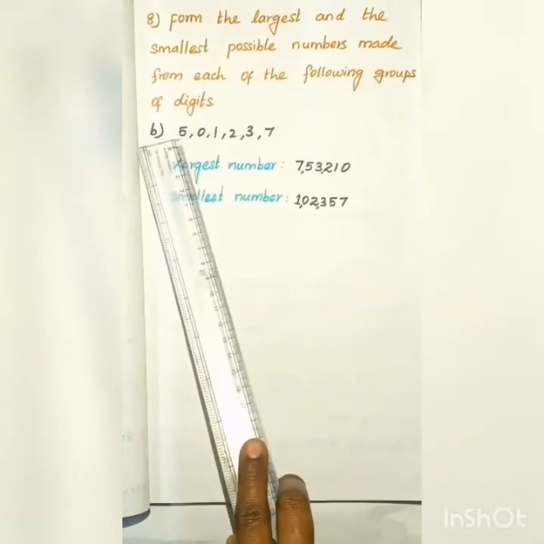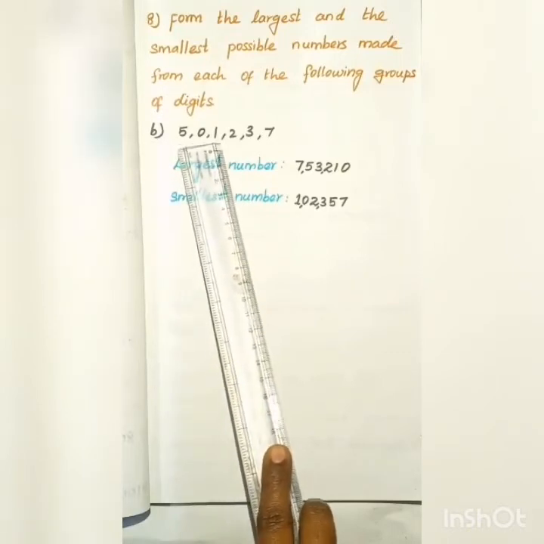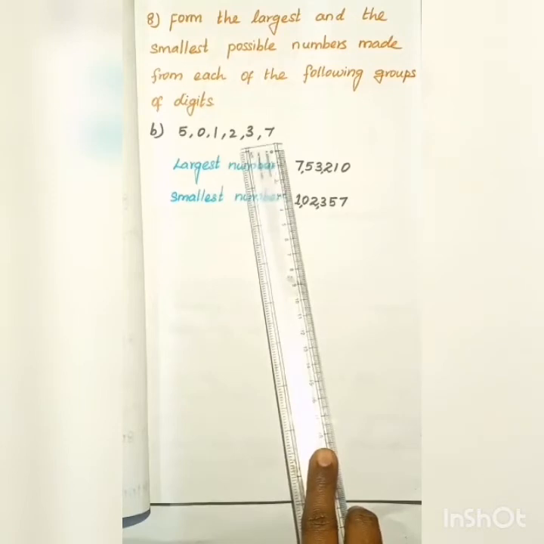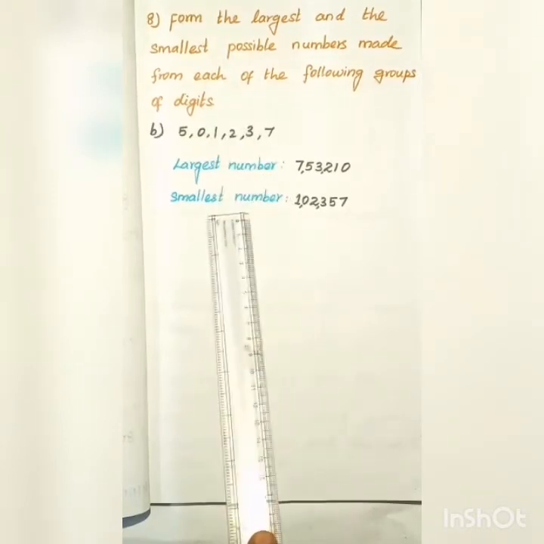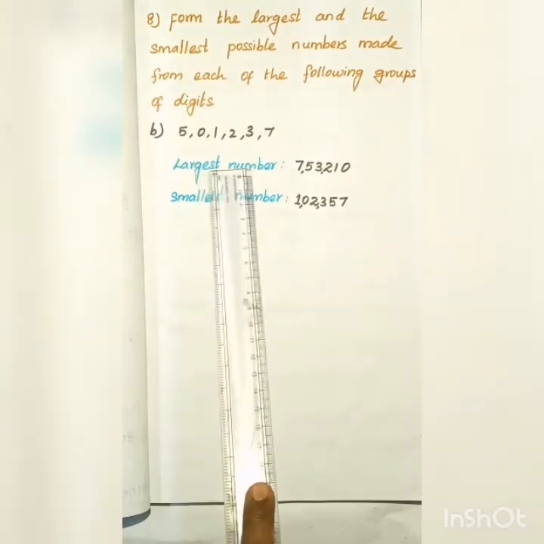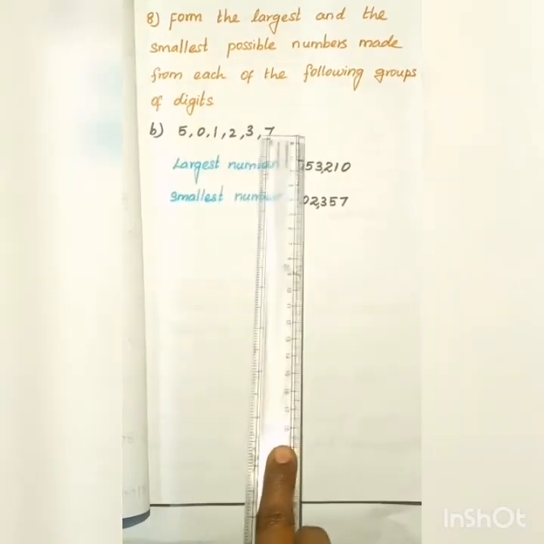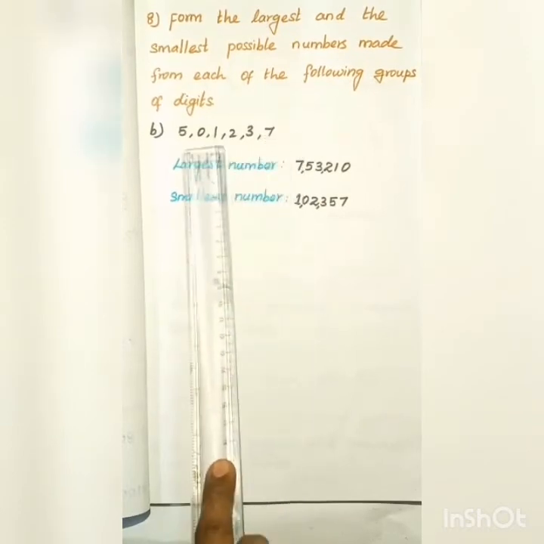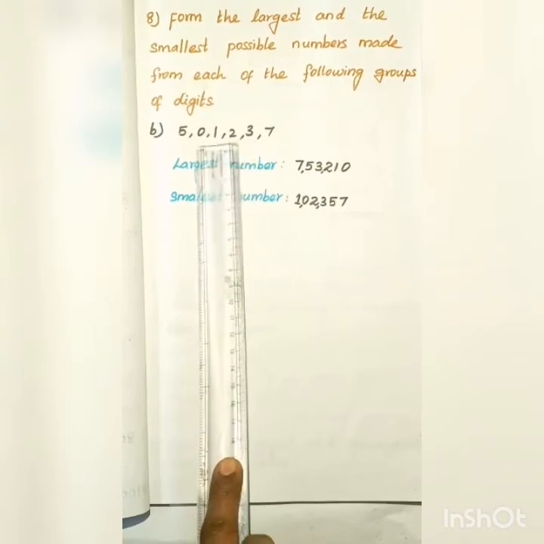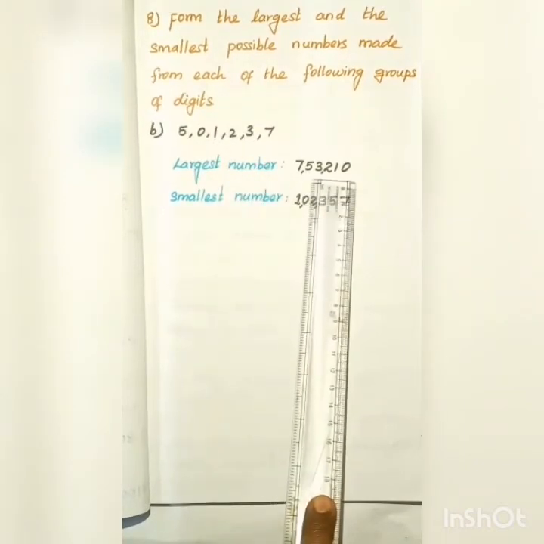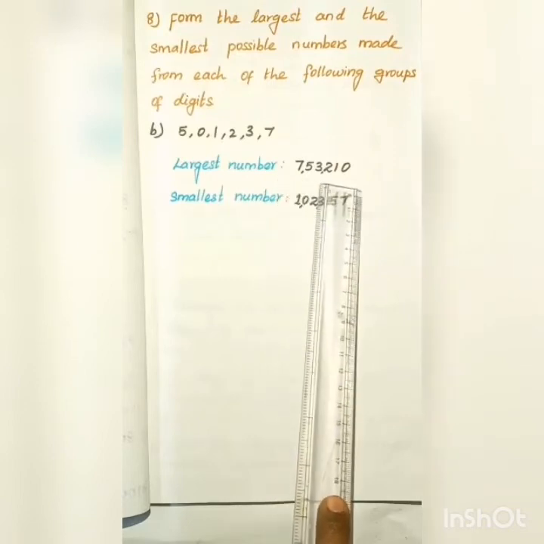Here you have one group of digits: 5, 0, 1, 2, 3, 7. You already know how to form the largest number and the smallest number. Largest number means among these digits, what is the greatest? 7. Next, 5. Next, 3, 2, 1, 0. Like this you have to write: 7, 5, 3, 2, 1, 0.